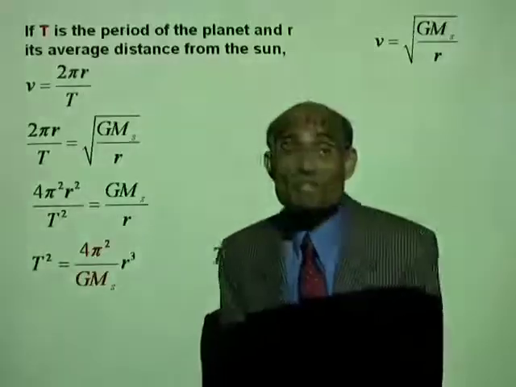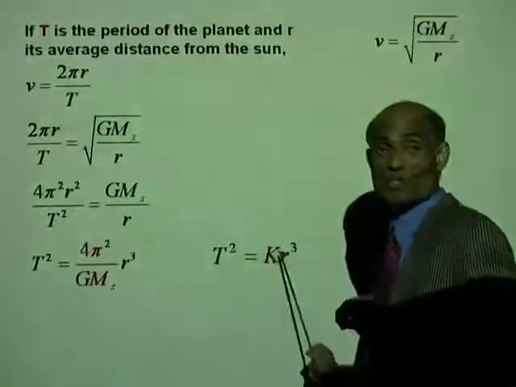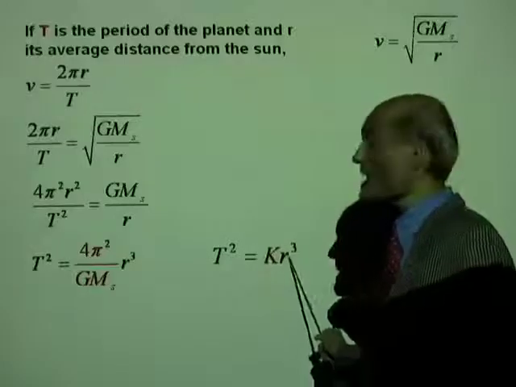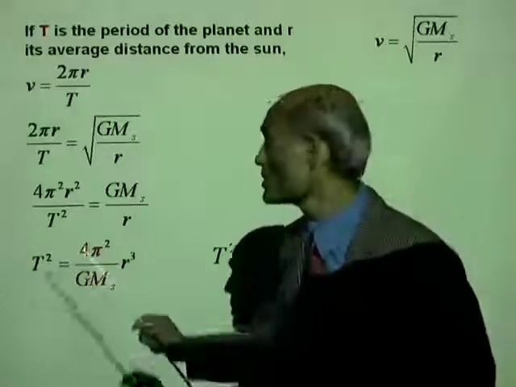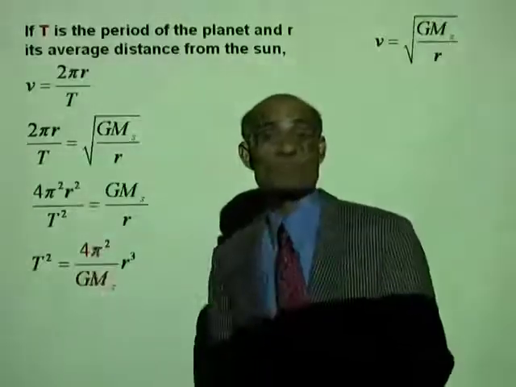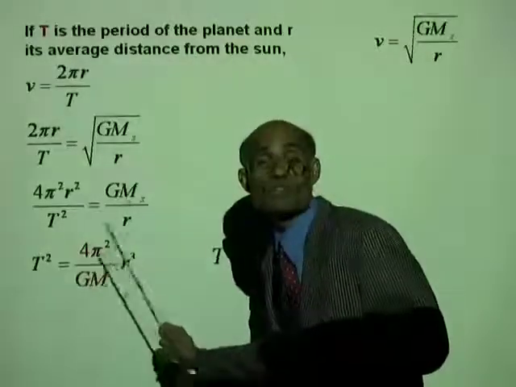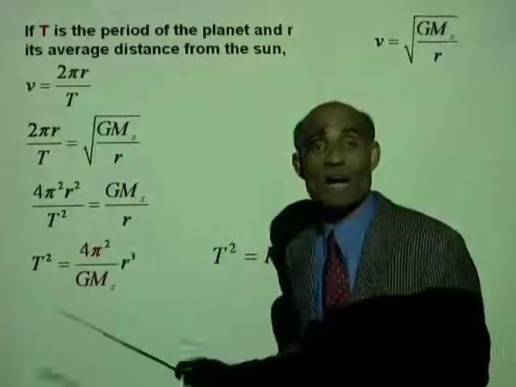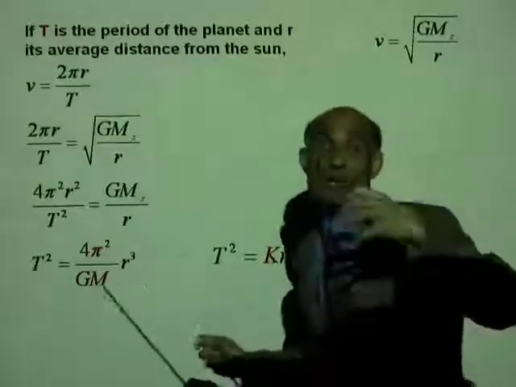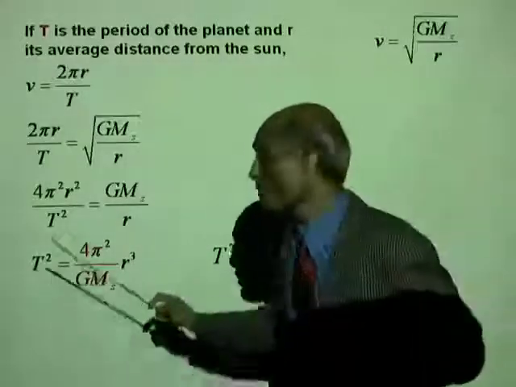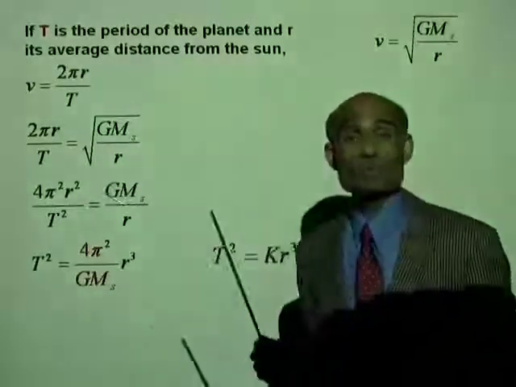Now, you see, the merit of Kepler's law is that Kepler formulated this law, t squared equals k r cube, long before Newton came up with his gravitational theory. And look how both of these agree. We got this equation using Newton's gravitational law, and it led us to Kepler's law. That means Kepler's law, which was formulated long before Newton's law of gravitation, and Newton's law are both equally true.